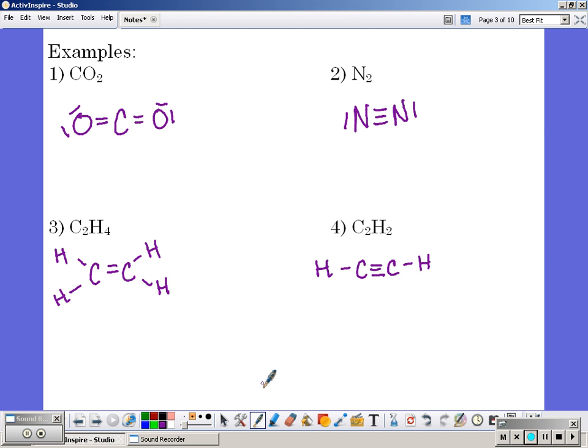So if we think about the bond length, nitrogen and our carbon triple bond would be equal to each other. They would be shorter than our carbon double bonded and our oxygen double bonded to carbon. And those would be shorter than our carbon hydrogen bonds. So the more bonds you have, the shorter the bond length.